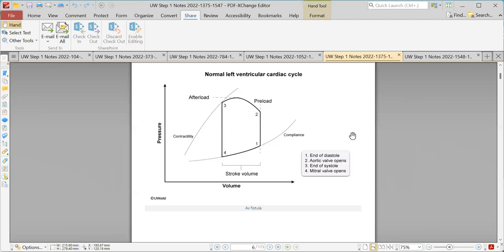So what are the examples of mitral regurgitation-like situations? AV fistulas, which we give to the dialysis patients.